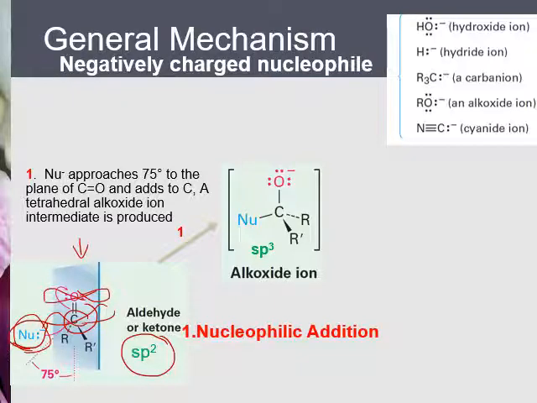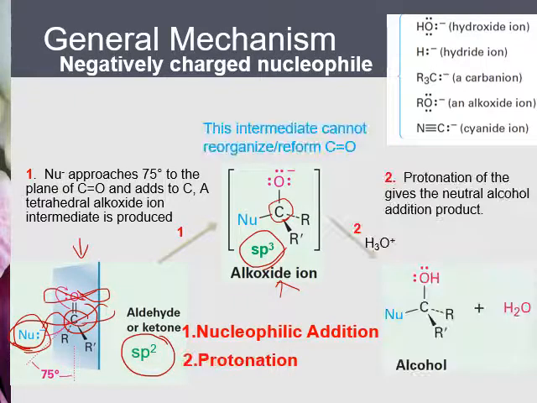The product is an alkoxide ion. Carbon changes from sp2 to sp3 hybridization. The ion has tetrahedral geometry. Angles are around 109 degrees. In the second step, the alkoxide is protonated by hydrogen ion to form an alcohol.